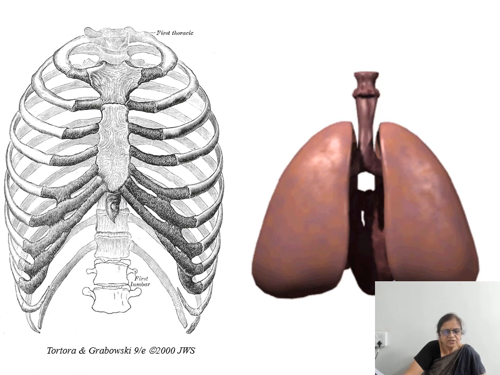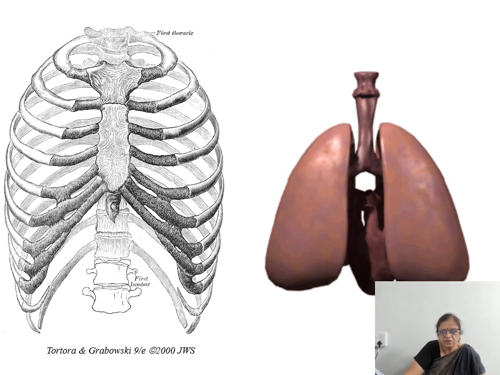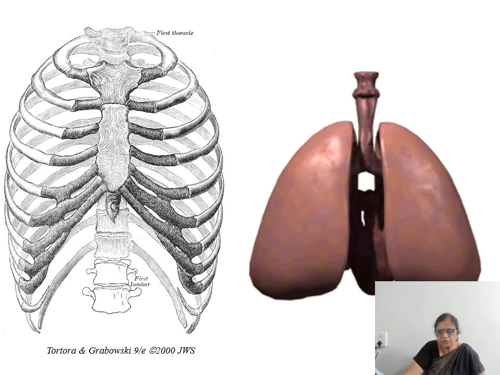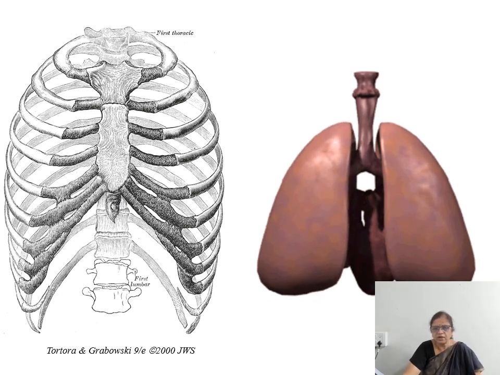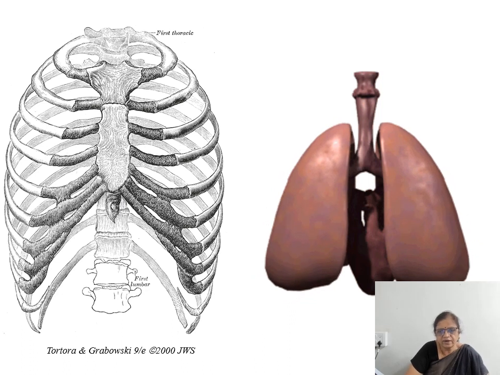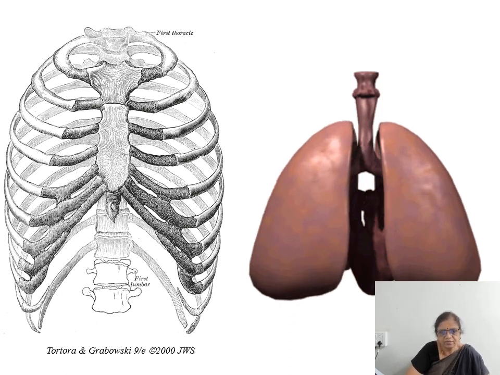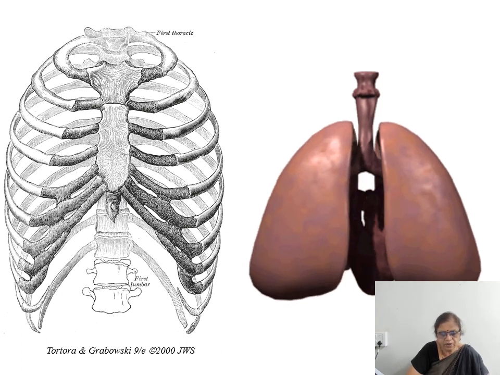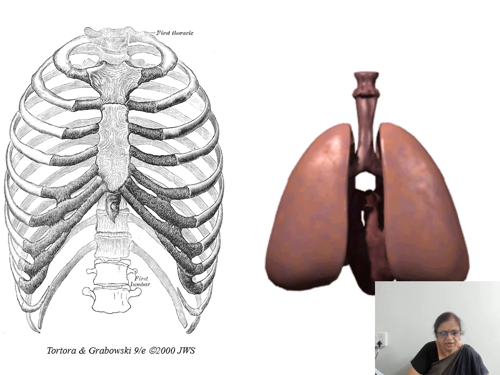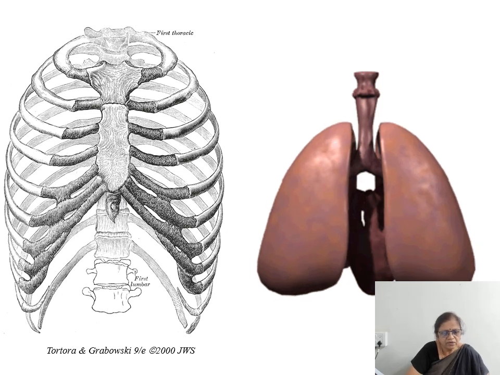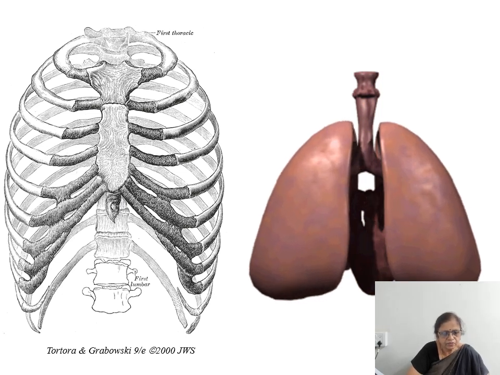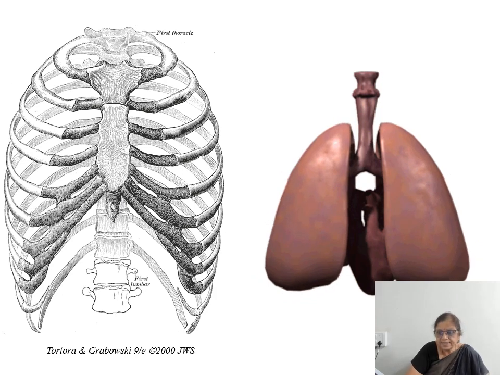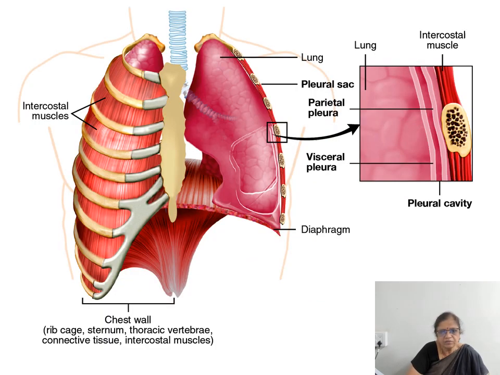What are the structures which help in compliance or stretchability of the thoracic cage? What are the factors which help in smooth expansion and recoiling of the lungs? We have to study this under compliance, which is again part of the mechanism of breathing, also called pulmonary ventilation, which is an essay. So we should prepare for that also.